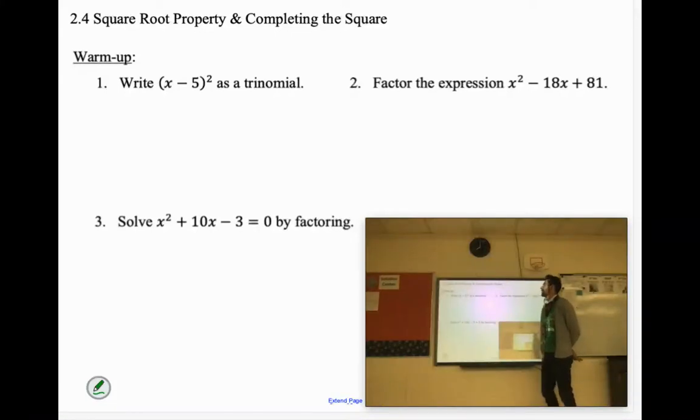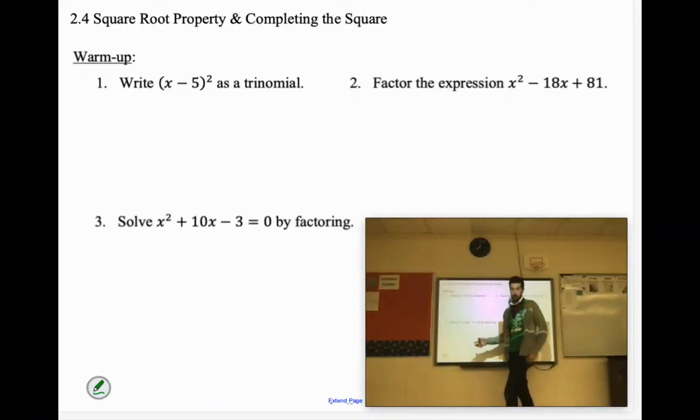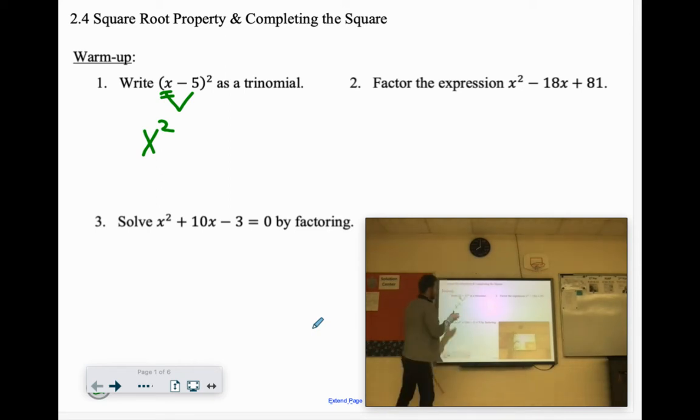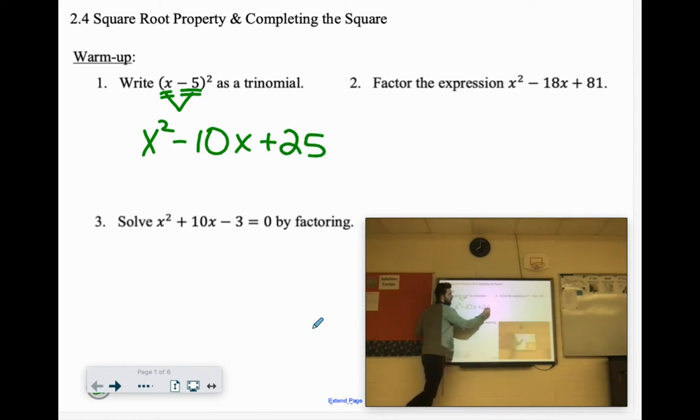To write (x minus 5) squared as a trinomial, you could write it twice and FOIL it, or there's a shortcut. You square the first term, x times x is x squared. For the middle term, you multiply them together, then multiply by 2, because if you were FOILing it, there'd be 2 of them. So negative 5 times x is negative 5x, times 2 would be negative 10x. And then you square the last term. Negative 5 times negative 5 is positive 25.